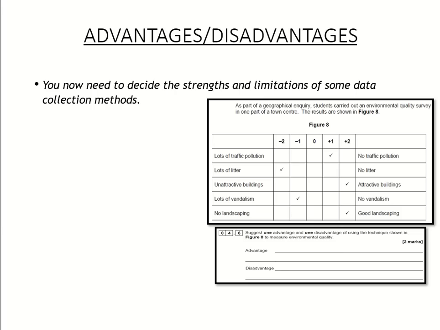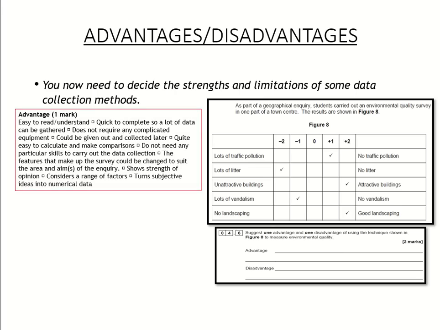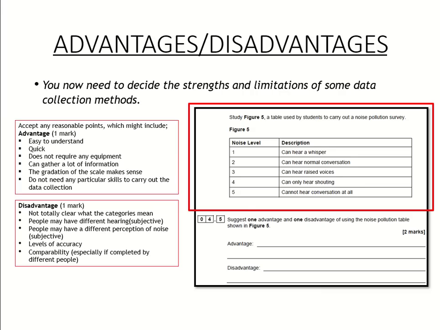So give a second method here then. These guys have done an environmental quality survey in a town centre. And what they've done is when they've put a negative, they've put it in the minuses, and when it's a positive opinion, they've put it in the positives. Now again, I'm thinking of this, it's primary data. It's qualitative. So our advantages, again, easy to read and understand, quick to complete, so a lot of data, no complicated equipment. Notice how the marks are the exact same as the last one.